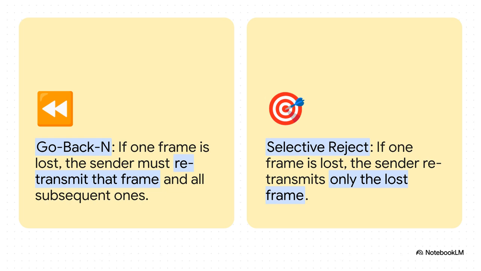But then there's the smarter, more modern approach, selective reject. Here, the receiver can be more specific. It can say, hey, I got 6 and 7 just fine, but I missed number 5. Can you just send me that one again? It's a little more complex to implement, but it's way more efficient.